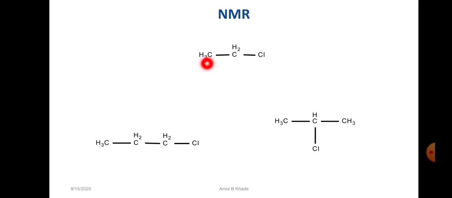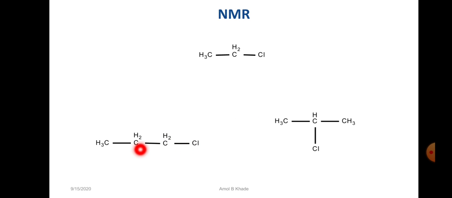For example, CH3, CH2, Cl. How many signals are we expecting here? You can pause the video, practice it and verify your answers. Now this CH3 is in one environment, and their neighbors are different, and this CH2 is in a different environment because their neighbors are different. And Cl is not going to give any signal because we are observing only proton NMR. So this CH2 will give one signal and this CH3 will give another signal. So I am expecting two signals for this ethyl chloride.